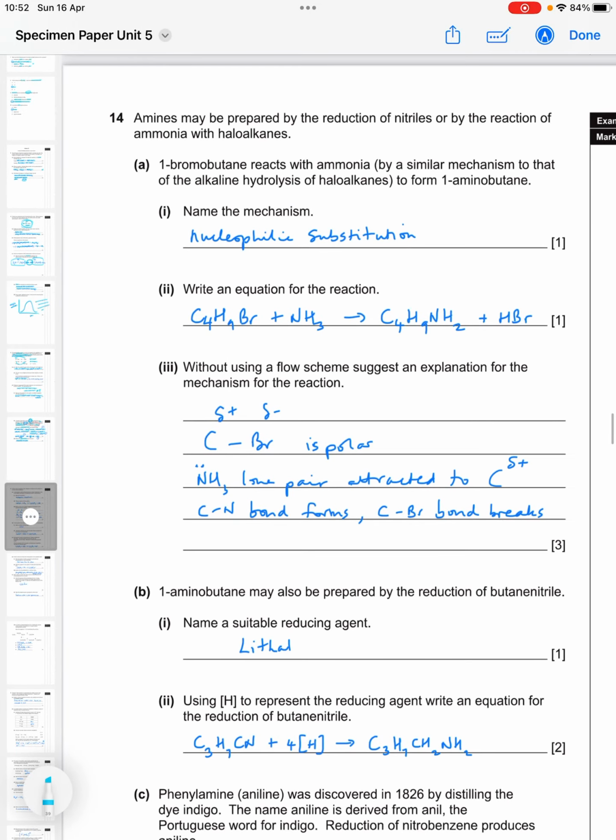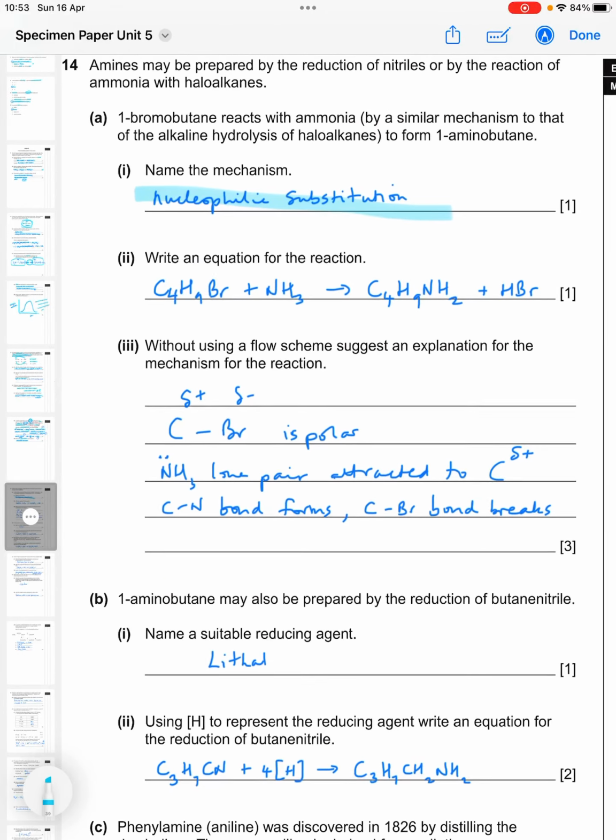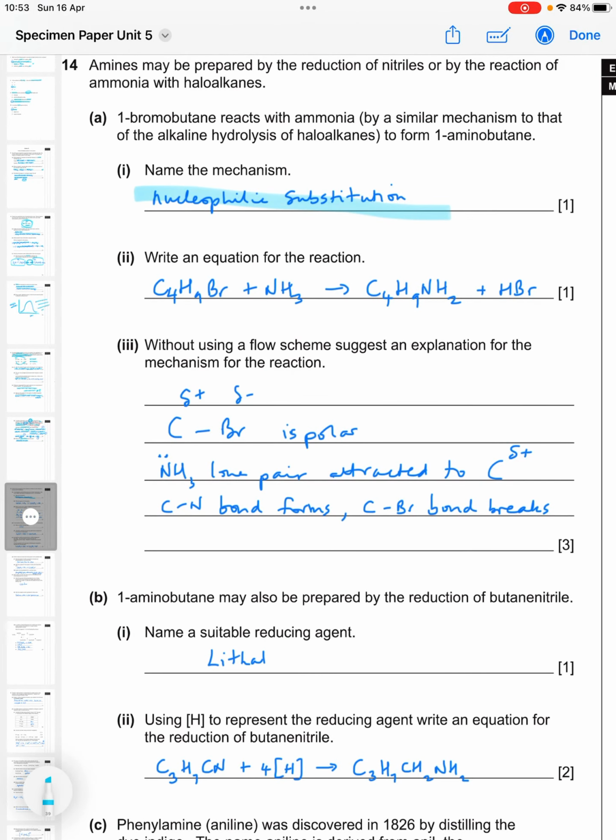Question 14. Amines may be prepared by the reduction of nitriles or by the reaction of ammonia with haloalkanes. 1-bromobutane reacts with ammonia by a similar mechanism to that of the alkaline hydrolysis of haloalkanes to form 1-aminobutane. Name the mechanism. It's nucleophilic substitution. And then write an equation for the reaction. It's not asking for a mechanism, just an equation.